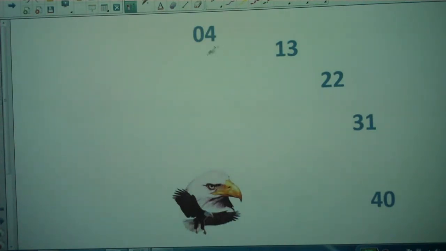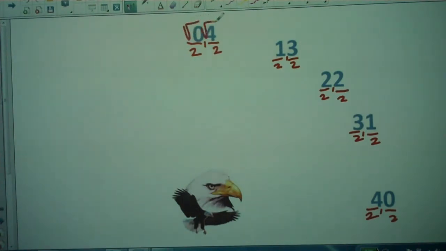The first thing we do is we take our numbers here and we insert little commas in between each one of these pairs of digits. The next thing we do is we put divided by 2 underneath each one of the digits. So we have each of these digits divided by 2. And then we take the square root, the radical, and place it over each one of these 10 digits.